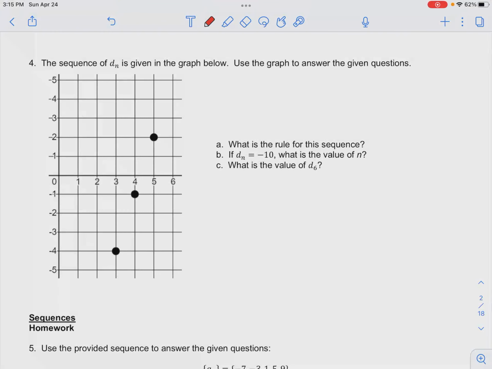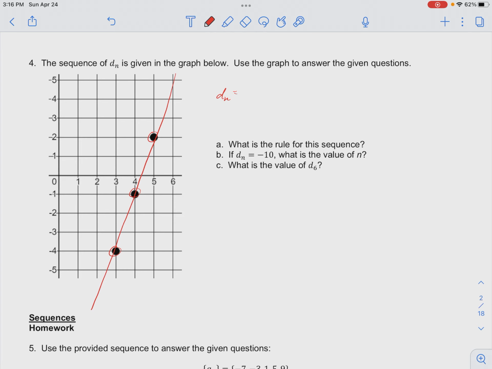Number 4 in your classwork for sequences, we want to find the rule for this sequence. So we have a sequence denoted d of n, and it's given by these 3 points here on the graph. If we connect these points, we can see that they all lie in a straight line. They're collinear. So we can actually make a function for these 3 points that would make them graph on the same line.